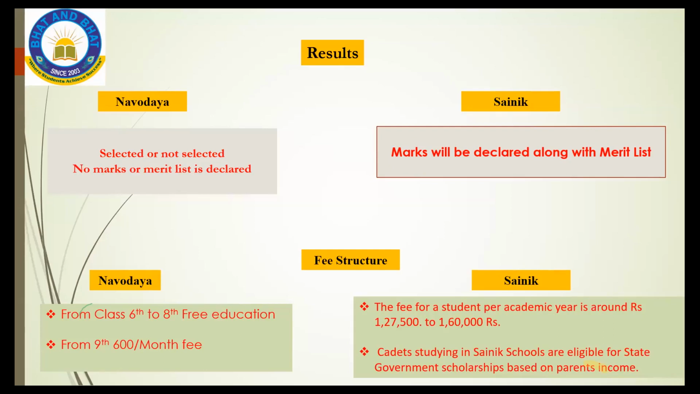And what about the fee structure when they get admission in the schools? For Jawahar Navodaya Vidyalaya schools, for class 6th to 8th standard students it is fully free education. For class 9th onwards, they will charge only boys, but for the girl child, right from 6th to 12th standard, they will not charge any fees. But for the boy child, if they belong to below the poverty line, or belong to the SC, ST caste, for those people they will not charge any fees.